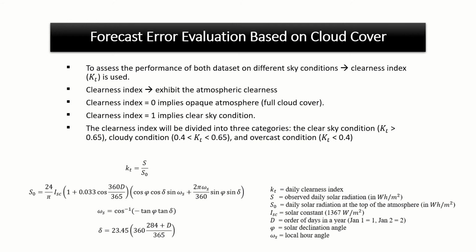So for the analysis, we will calculate clearness index for every day in January 2018 to December 2019 for every station. So it is actually called the daily clearness index. And then we will divide it into 3 categories. The first one is the clear sky condition, the second one is the cloudy condition, and the last one would be the overcast condition.